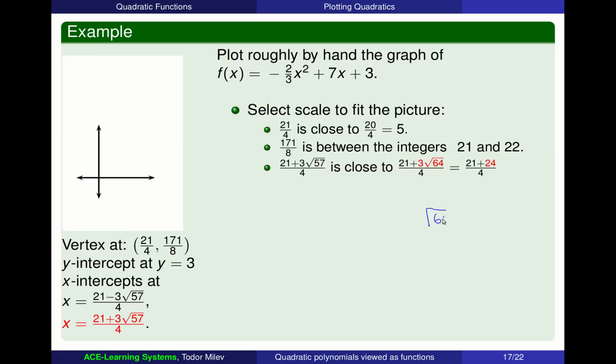radical of 64, of course, is 8. So 3 times radical of 64 is 8 times 3, which is 24. So that's what I get. So I'm getting altogether 45/4. So this number here is approximately equal to 45/4, which is approximately equal to 44/4, which is approximately equal to 11. So about 11 units for this guy.